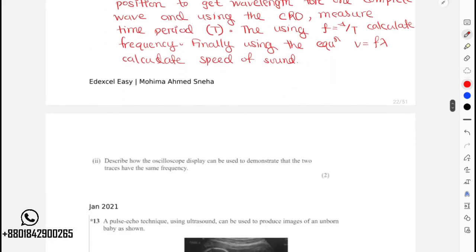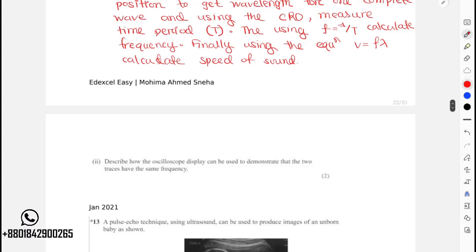Deduce how the oscilloscope display can be used to demonstrate that the two traces have the same frequencies. If they have the same frequencies, then obviously the time period for the oscilloscope for both the points when they are in phase should be the same, right? That is the only case. And if the time period for both traces is the same, that means obviously the frequency should also be the same. That is the only possible answer over here.